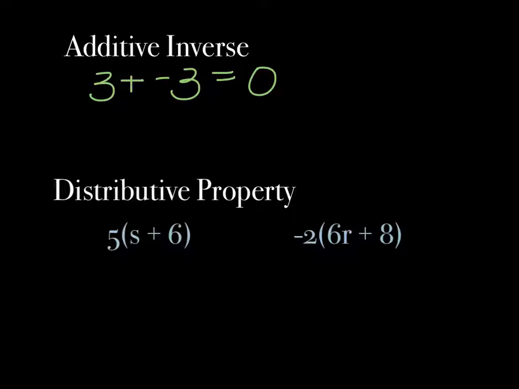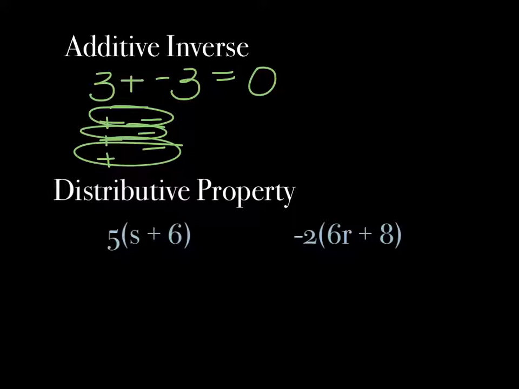And of course, you have to draw pictures. If you draw a picture of 3, you get 3 positives. If you draw a picture of 3 negatives, you get 3 negatives. And when you put positives and negatives together, they cancel out and give you 0. This is fun. Don't get bored.